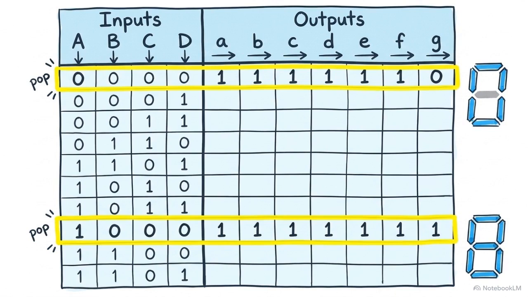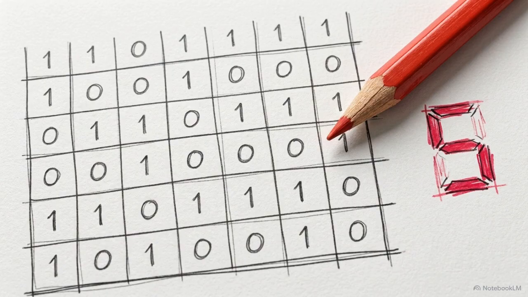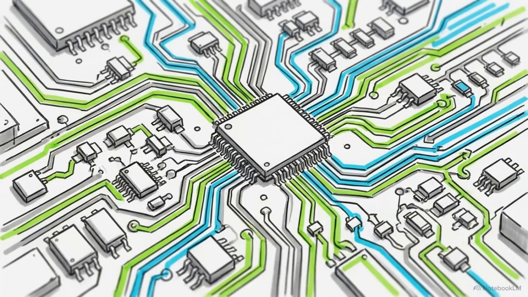Now look down at the row for the decimal number 8, where our input is 1, 0, 0, 0. The number 8 requires the entire figure 8 pattern. Every single segment must be active, so we write a 1 across all 7 output columns. By applying this physical trace method to the remaining digits, you generate a complete map. This table defines the exact hardware conditions required to handle every possible valid input.